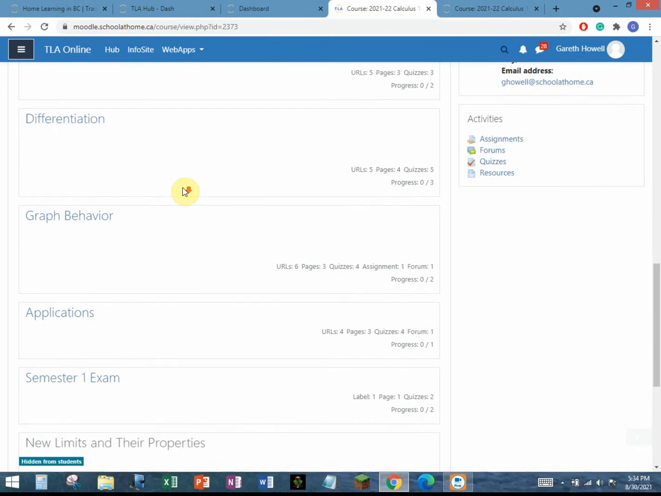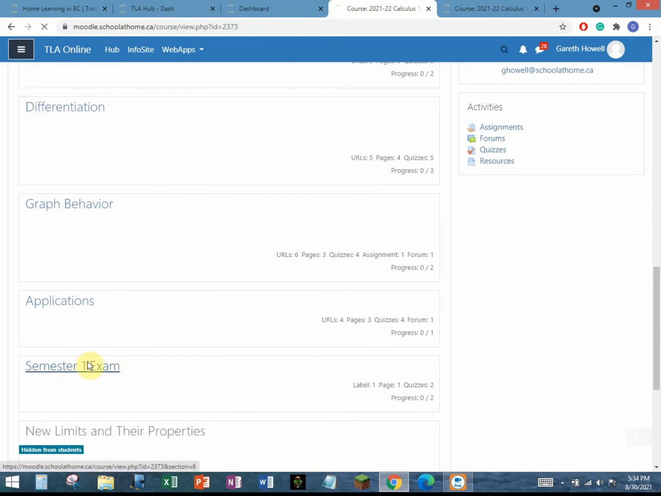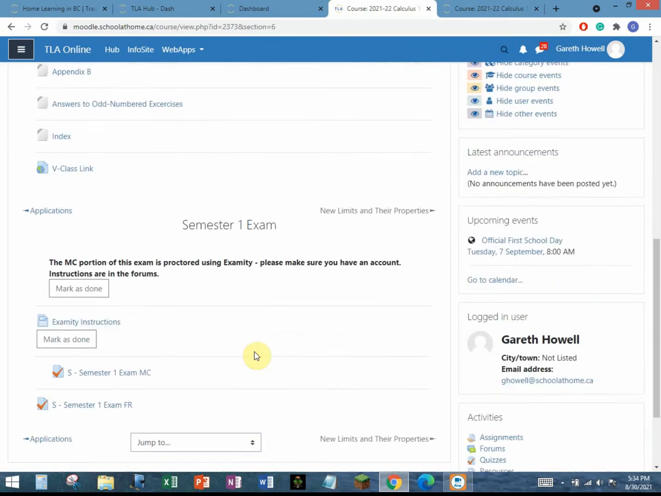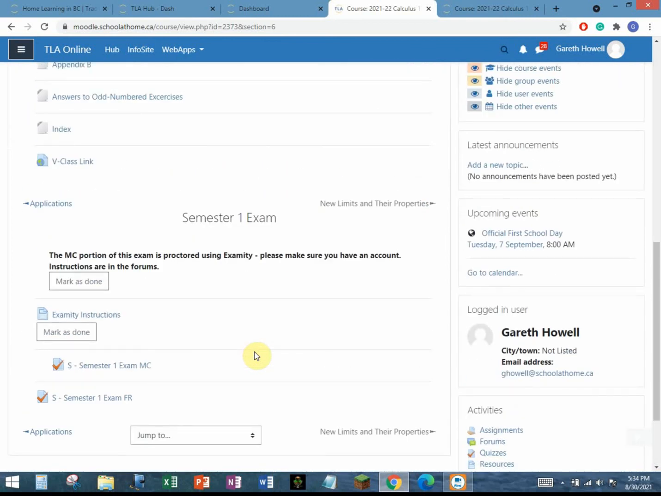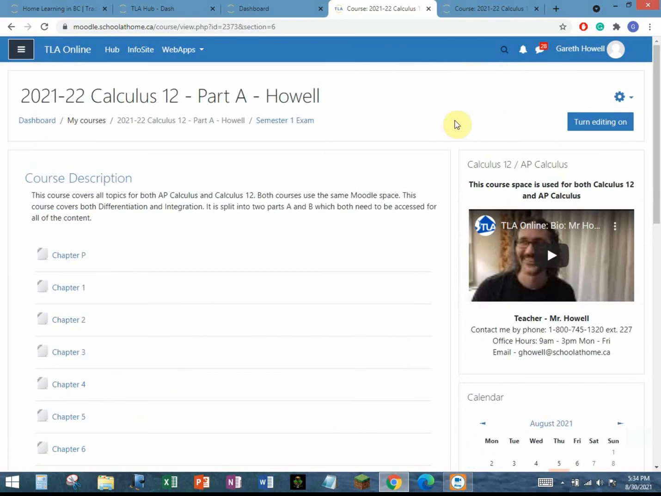There are 2 proctored exams. The first one, which is supervised, covers the entire first half of the course. So it's chapters 1, 2, 3, and 4. The multiple choice section of that exam is supervised through Examity, which is a company that we use. So please be aware of that. The free response portion of that exam is not supervised.